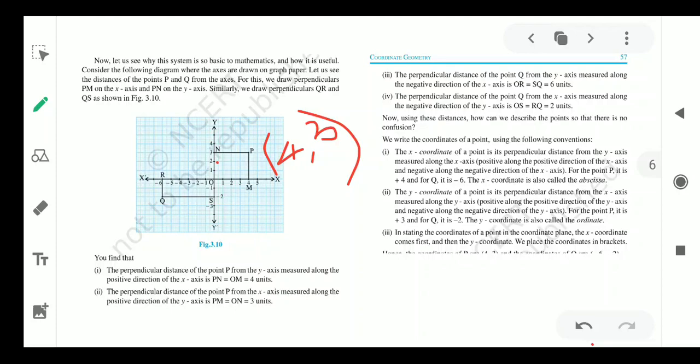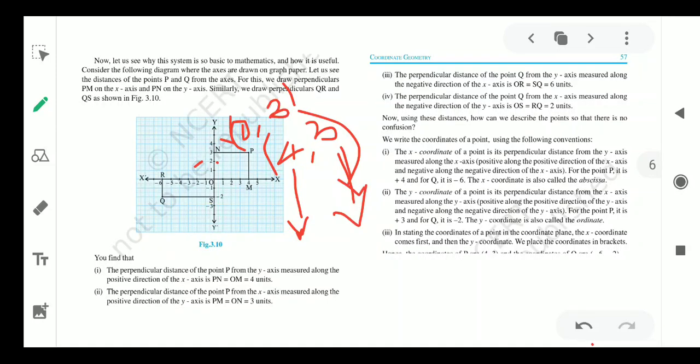Now tell me the point N. What is N? First we have to write the x value, which is 0. And y is taken from the y-axis. So this is called the x coordinate and this is called the y coordinate. The x coordinate of the point is also called the abscissa, and the y coordinate of the point is called the ordinate. This is how we will point out any points.